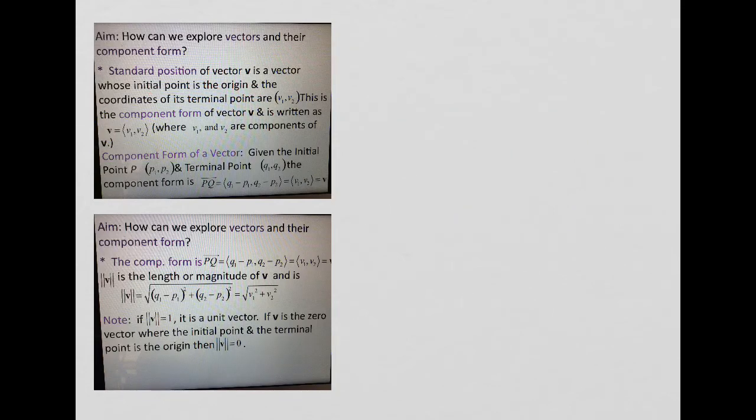Okay. So the component form of a vector, if you're given the initial point P and a terminal point Q, P is P sub 1, P sub 2, and the terminal point Q is Q sub 1, Q sub 2. Then the component form of vector PQ is in the chevrons: Q sub 1 minus P sub 1, comma, Q sub 2 minus P sub 2.